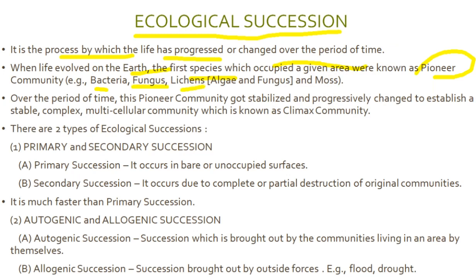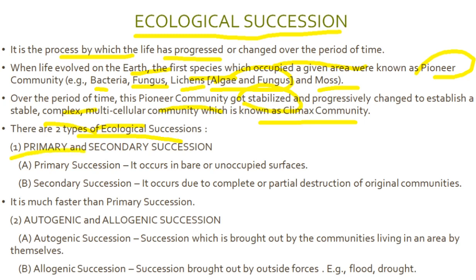Lichens are the symbiotic association of algae and fungus and moss. Over a period of time, this pioneer community got stabilized and progressively changed to establish a stable, complex, multicellular community which is known as the climax community. So got the difference between pioneer community and climax community? Okay.